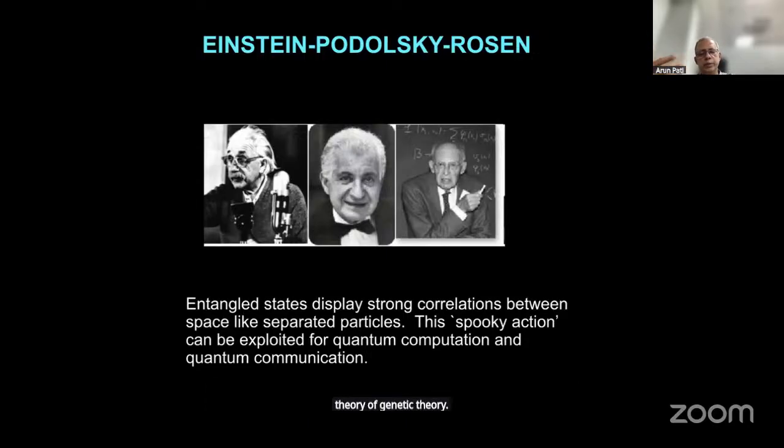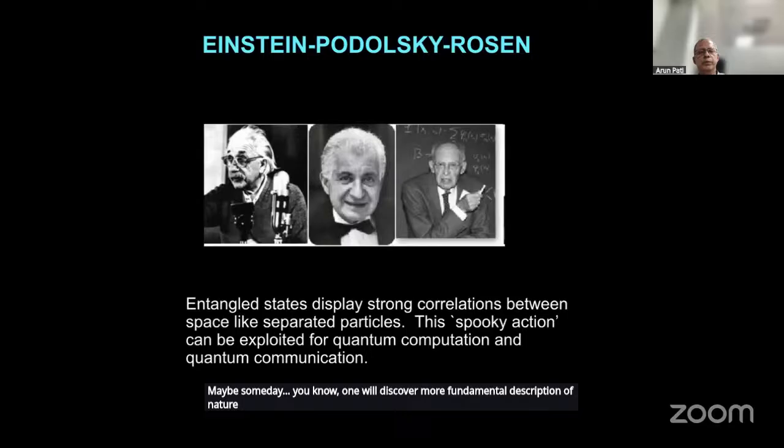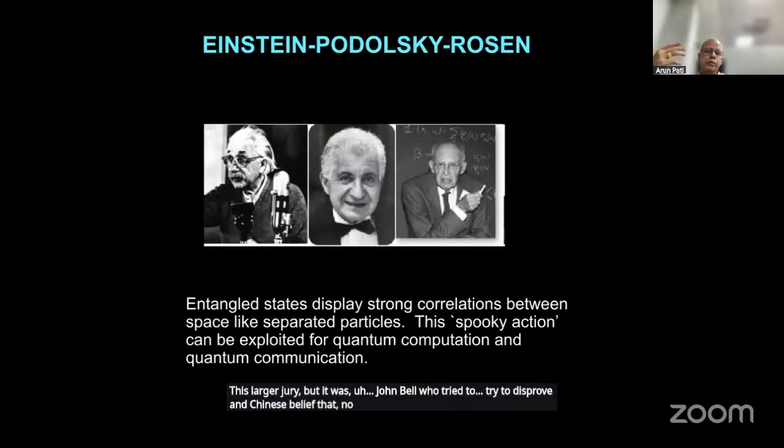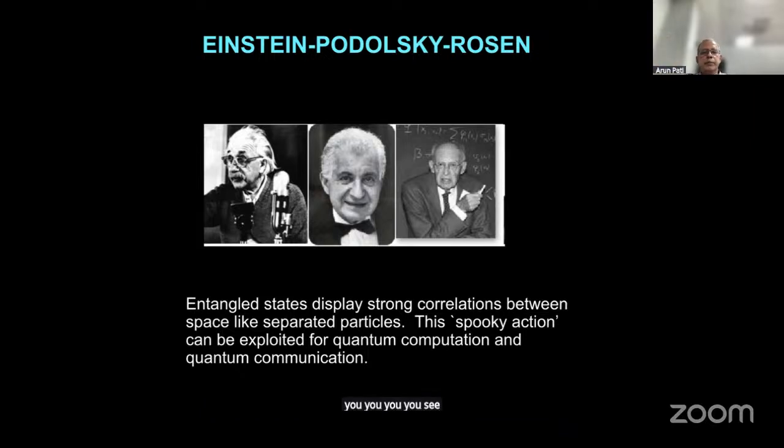He was very much hopeful that maybe someday one will discover a more fundamental description of nature, and then quantum theory will be a kind of special case of this larger theory. But it was John Bell who tried to disprove Einstein's belief, showing that no, quantum theory cannot respect locality and reality. So you have to drop one of the conditions, and that is why you see that entangled states display highly non-local correlation and so on. Okay, but that is another story.